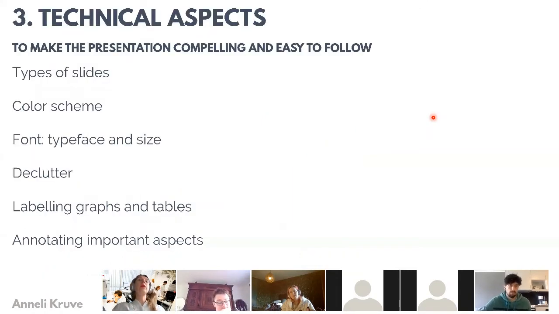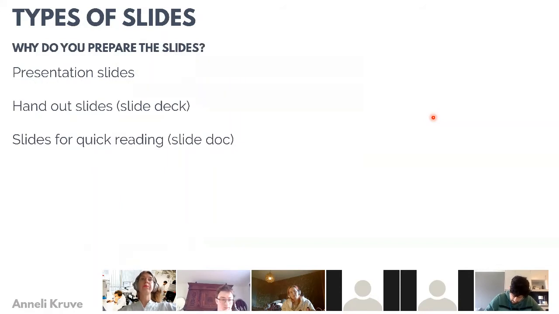Okay, so now let's also look at some technical aspects. How to try to make your presentations and your data very easy to follow. And we will talk about slides, color schemes, fonts, how to declutter your graphs, as well as labeling and annotations. So first of all, when we talk about slides, then slides can be used for basically three different purposes.